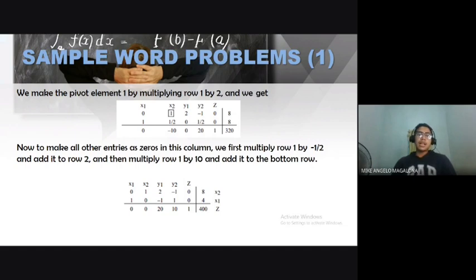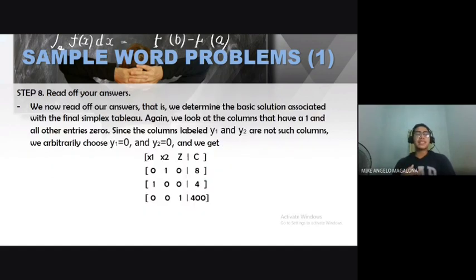Now, to make all the other entries zeros in this column, we first multiply row 1 by -1/2 and add it to row 2, and then multiply row 1 by 10 and add it to the bottom row. As you can see, there are no more negative numbers in the table below. Step 8. Read off your answers.